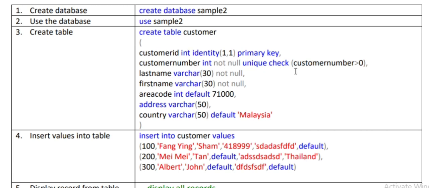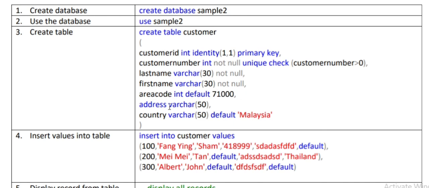And customer ID int identity(1,1) primary key. We declared customer ID as the primary key. Customer number int not null unique check. The check should be that customer number is greater than 0. And last name varchar 30 not null. First name varchar 30 not null.